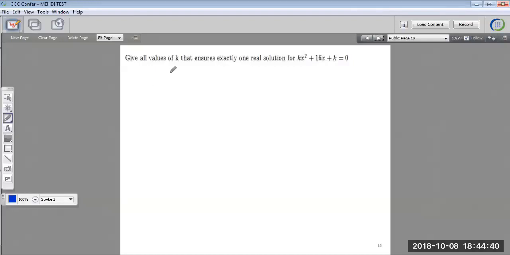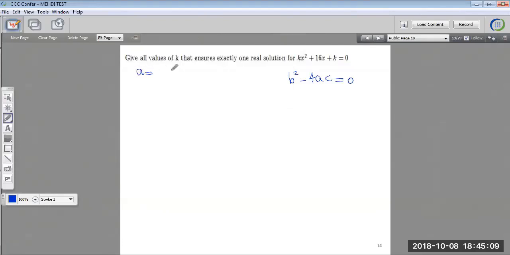Give all values of k that ensure exactly one real solution for this polynomial. In order to get one real solution, the discriminant, which is b squared minus 4ac, must be equal to 0. So let's find what a, b, and c are.